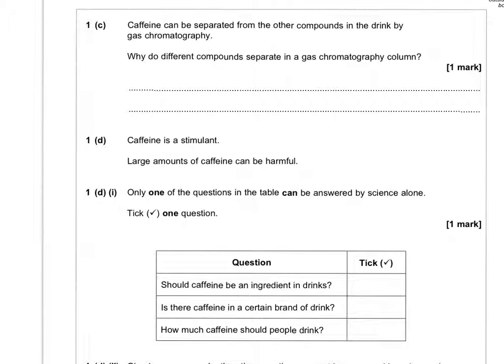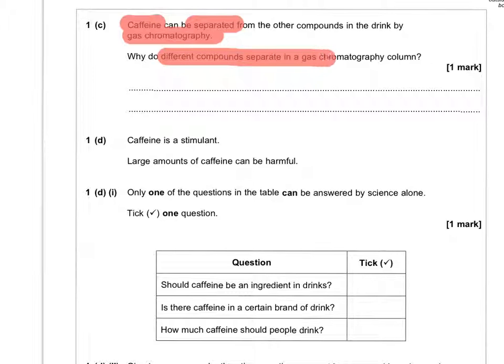Then we get to the harder end of the chromatography question. This question, 1C, is about separating caffeine in gas chromatography. It says, why do different compounds separate in a gas chromatography column? Again, I say it's hard, but it's straightforward recall.